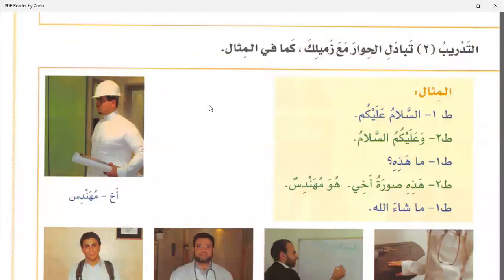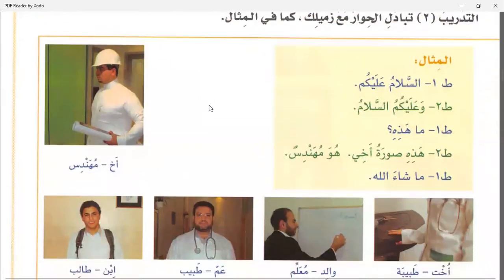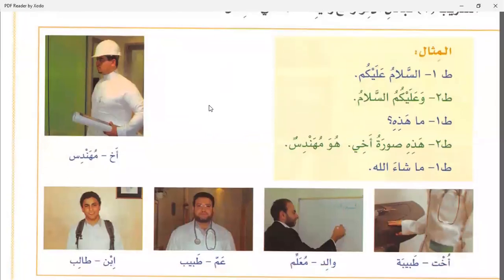Exchange the dialogue with your colleague like in the example. Example: first student, Assalamu alaikum. Second student, Wa alaikum assalam. Ma hadhihi? What is this? Hadhihi suratu akhi. This is my brother's picture. So here he is pointing toward the picture, and surah, the picture, is a feminine word, that's why he is using hadhihi. Huwa muhandis. He is an engineer. MashaAllah, what Allah wills. We use MashaAllah to protect someone from evil eye.